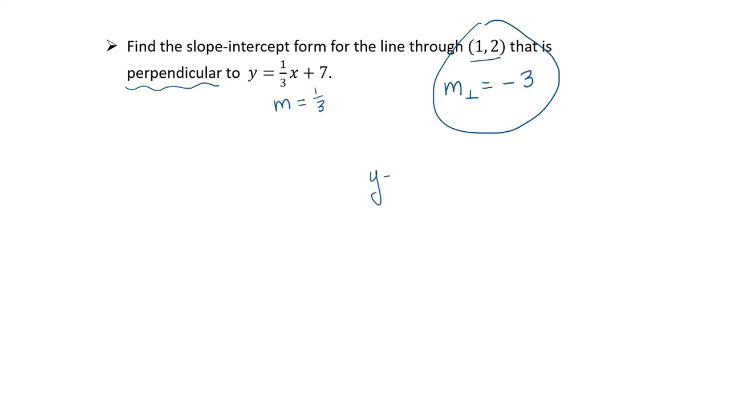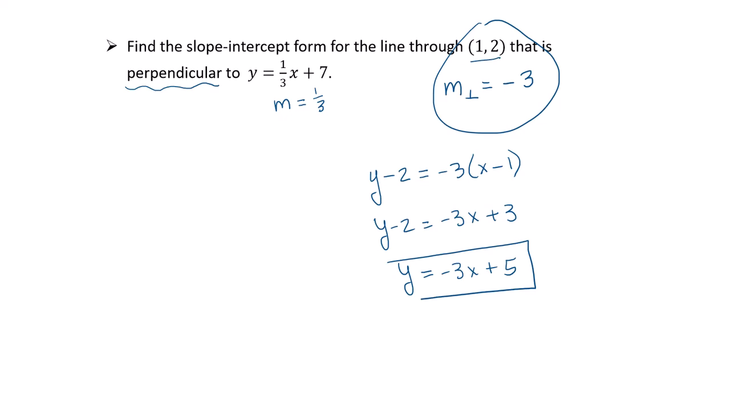So y minus y sub 1 equals m times x minus x sub 1. And again, I just need to simplify this and solve for y. I'm going to add 2 here at the end. And there is my slope-intercept form for this line that's going through 1, 2 and is perpendicular to this other line.